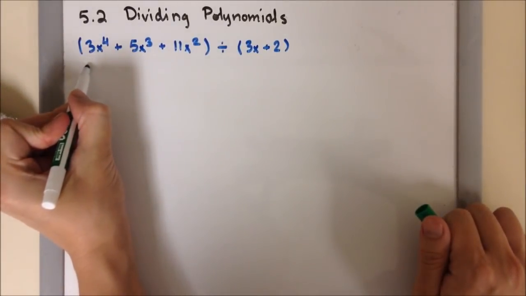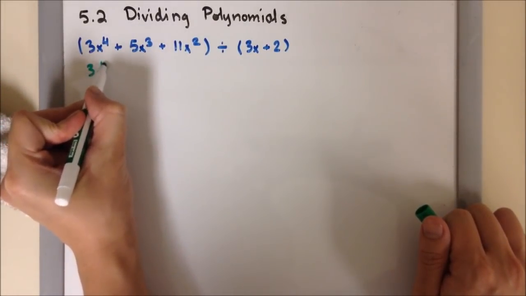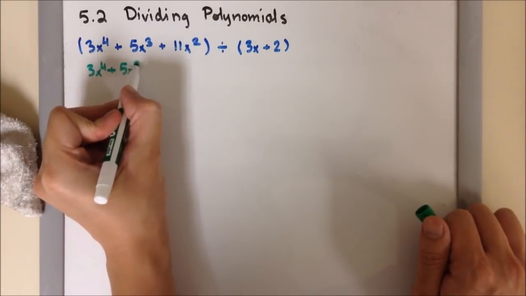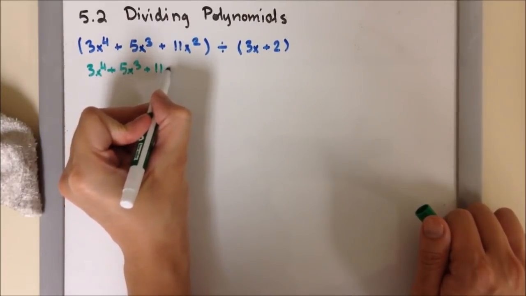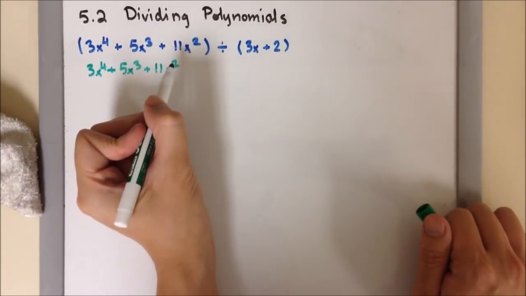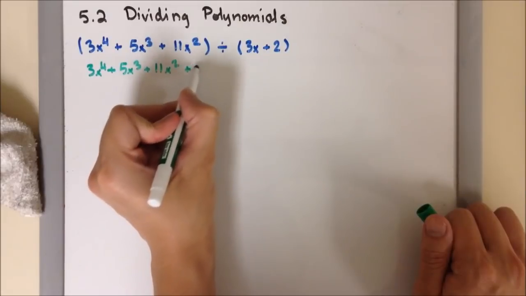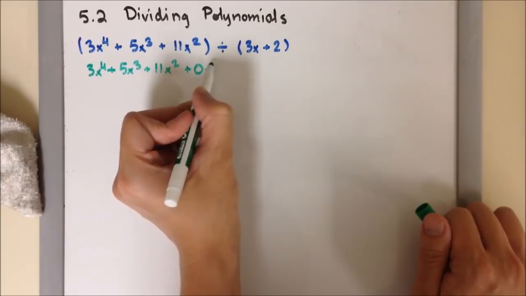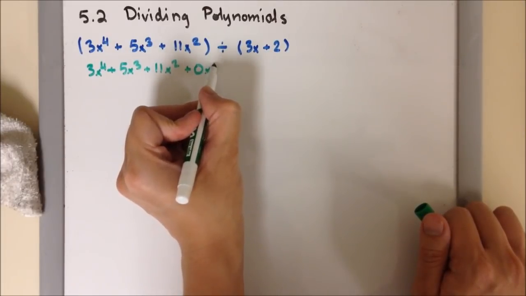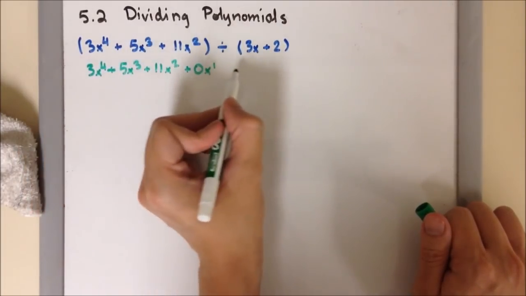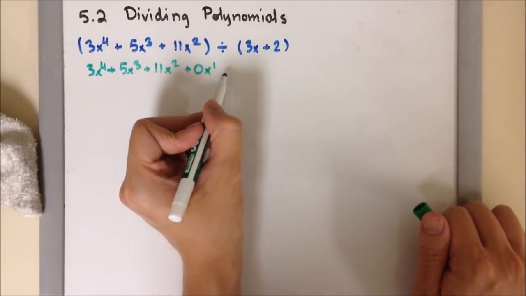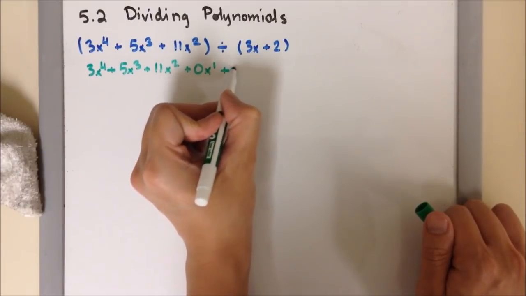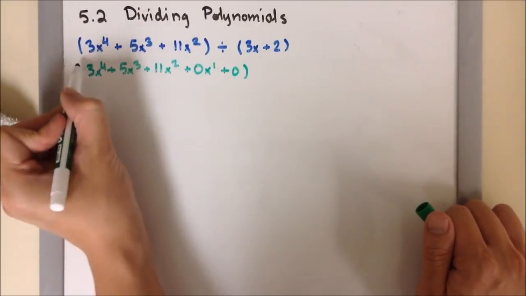So let's rewrite our division problem. So 3x to the fourth plus 5x to the third plus 11x squared. Since we didn't have x to the 1 power, I'm going to use plus 0x. And then after x to the 1 power, you can see all the exponents, you should have a constant number. Here we did not have a constant number, so I'm going to add a plus 0 for our constant number.